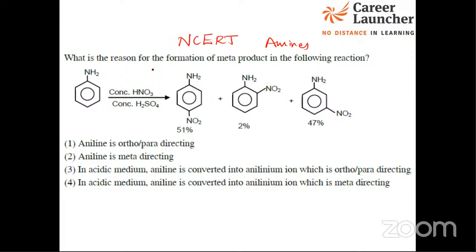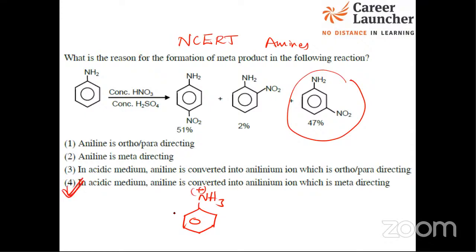If you observe this, with conc HNO3 and H2SO4, there is 47% of meta product due to the anilinium ion. So what is the anilinium ion? This is having NH3 plus. This is called anilinium ion, which is a meta director. Fourth is the right answer. In acidic medium, aniline is converted into anilinium ion, which is a meta directing group. So fourth is the right answer.